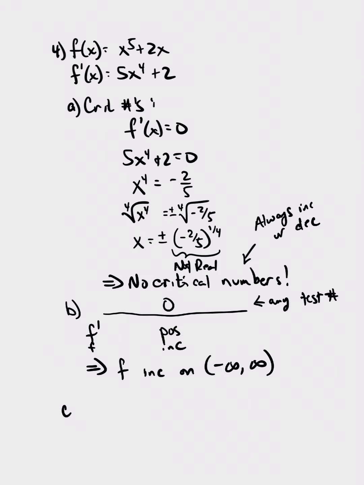And then lastly, since there's no critical numbers, and this thing is always increasing, that means that there's no local extrema. So it actually ends up being a little bit simpler whenever there's no critical numbers. It just requires a little bit more thinking. If you're confused and wondering what the heck is going on here, just make sure to look at the graph.